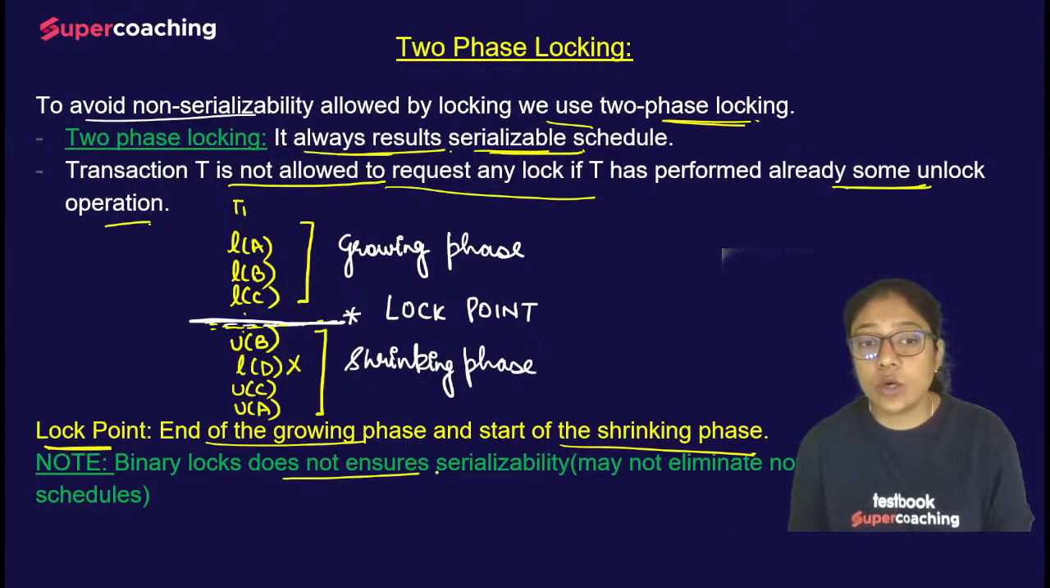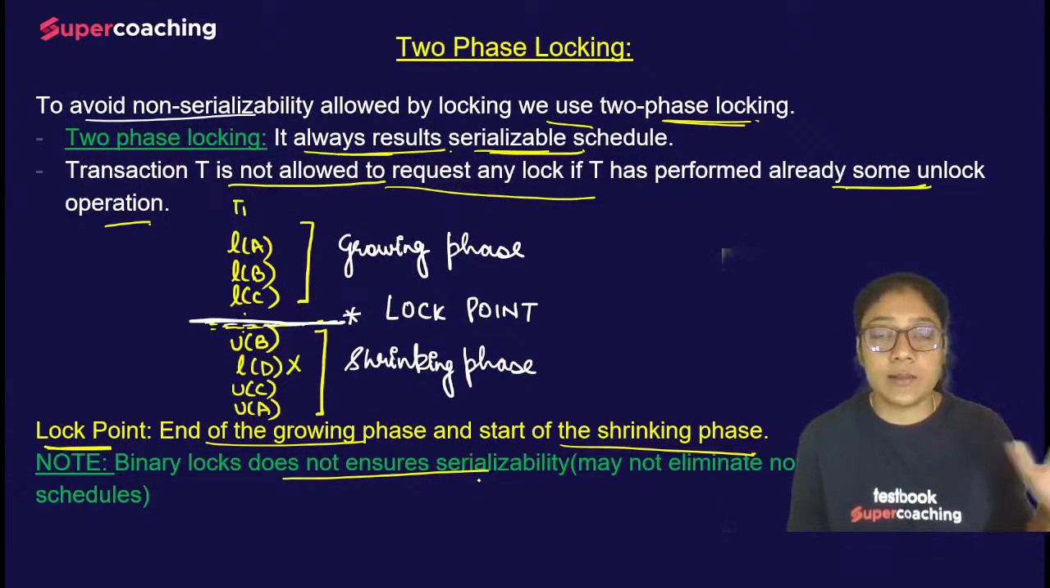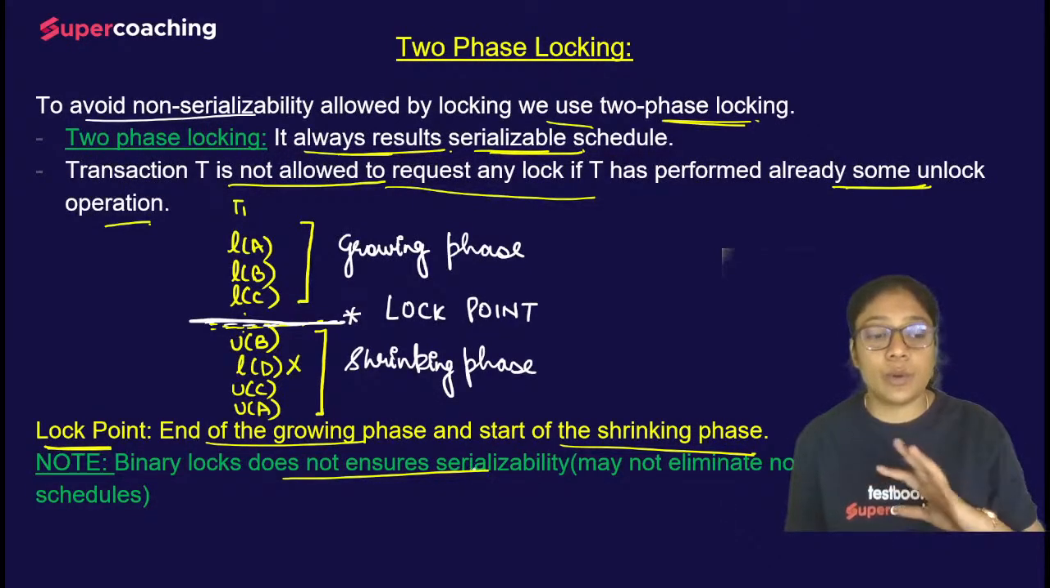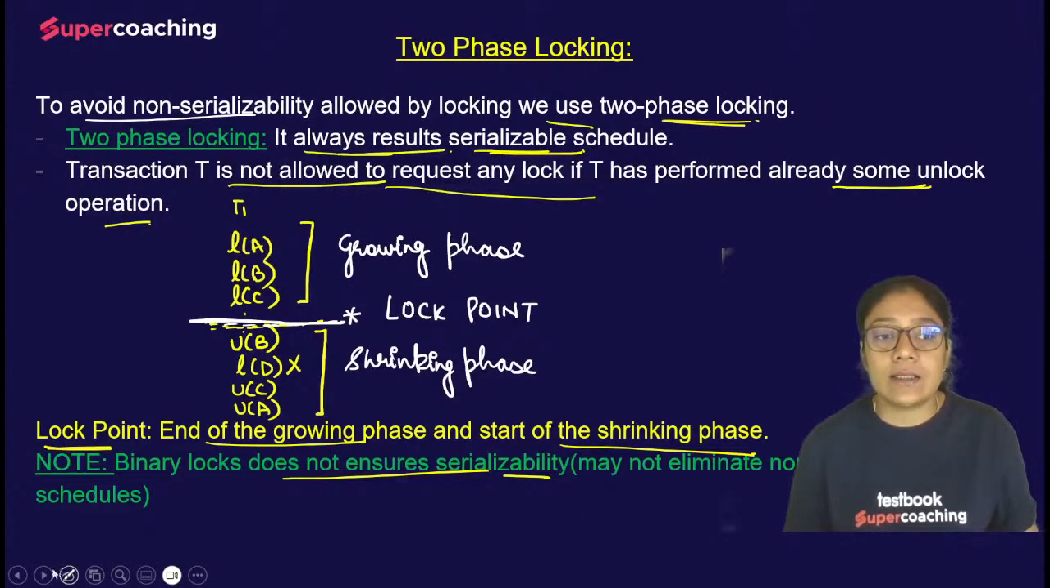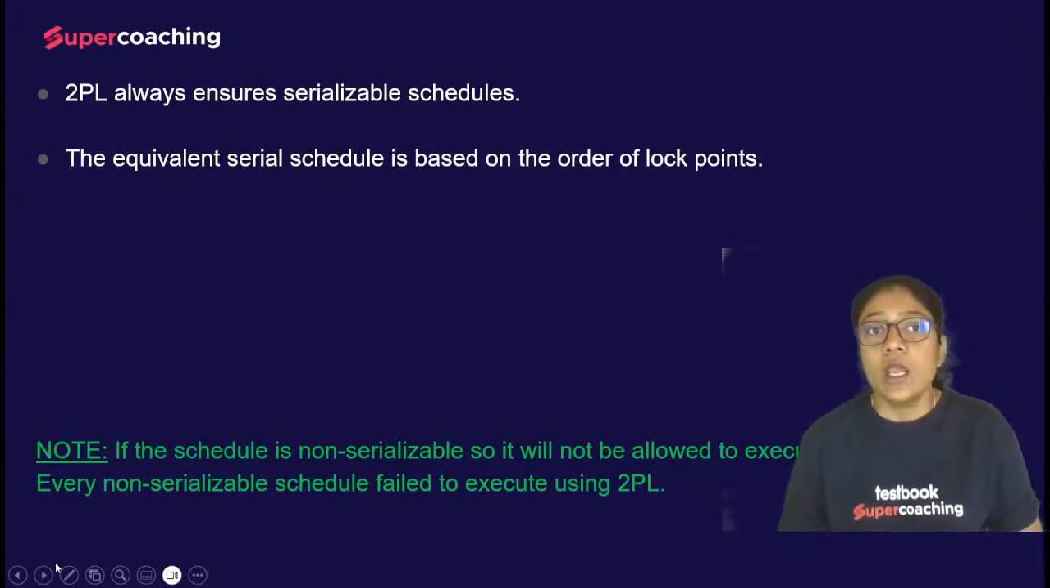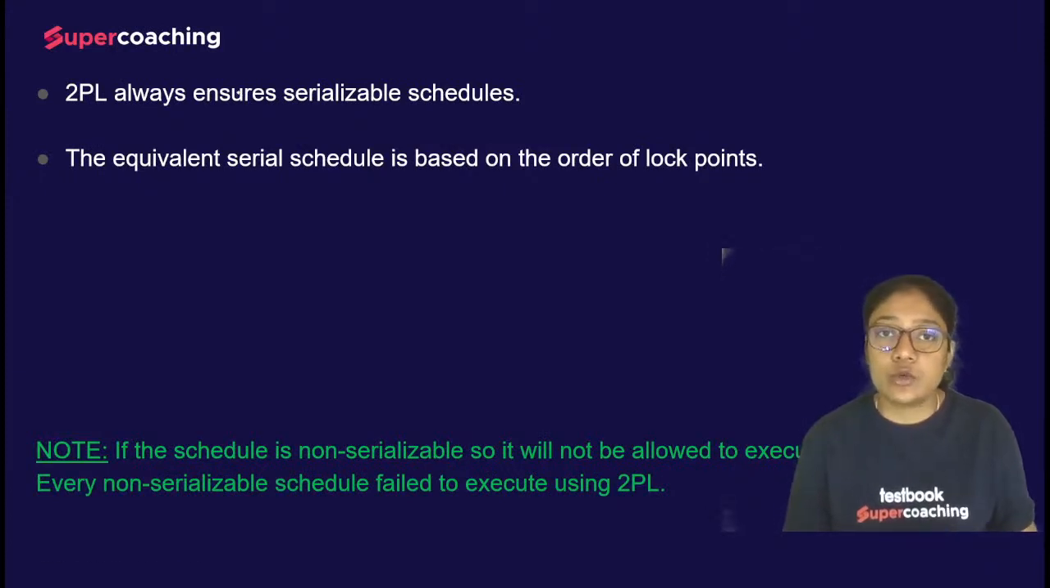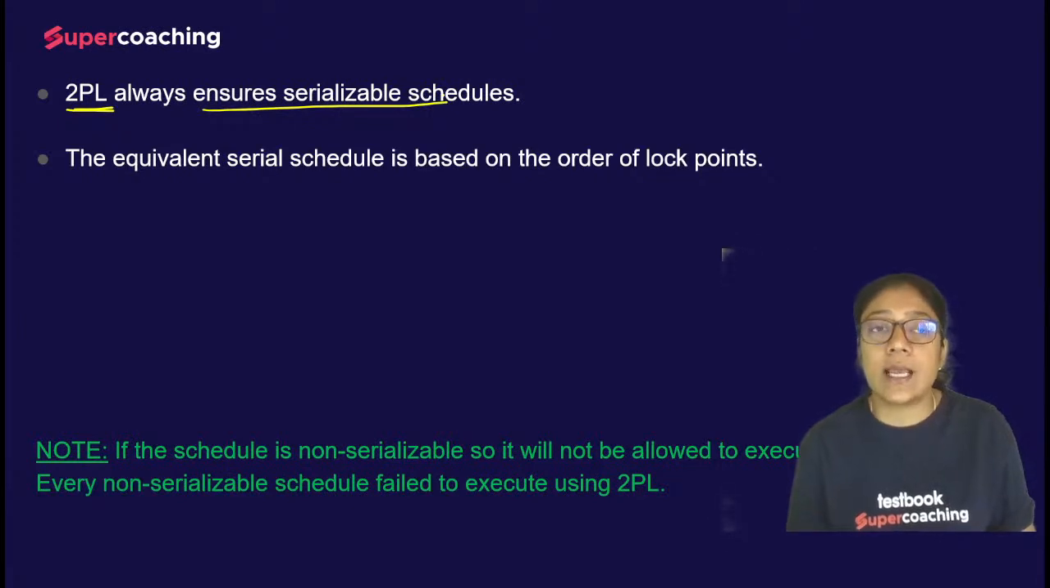Binary locks do not ensure serializability. हमने simple concept देखा था binary locks का. We were not introducing the concept of two-phase locking. So binary locks don't ensure serializability. It may not eliminate the non-serializable schedules. So the solution is two-phase locking. Two-phase locking always ensures a serializable schedule.